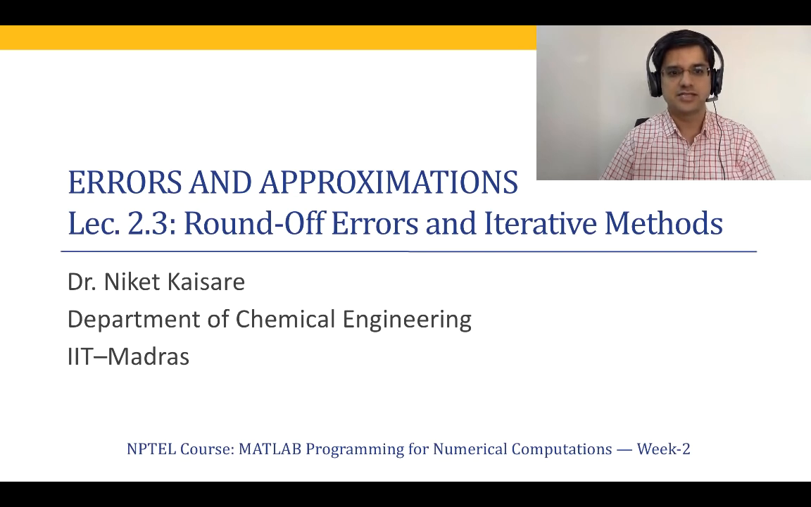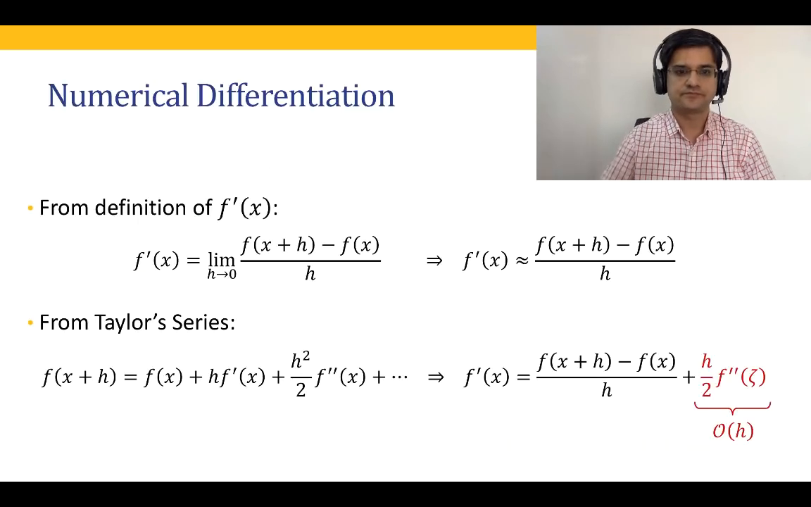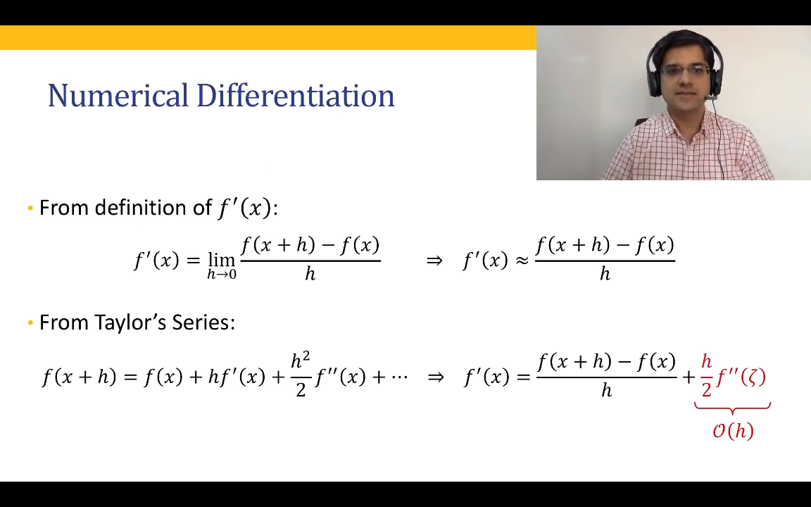In this lecture 2.3, we are going to consider another type of error, which is known as round-off errors, and we will see the trade-off between round-off and truncation errors. Thereafter, we will talk about another type of method known as iterative method. So we'll take the example from numerical differentiation.